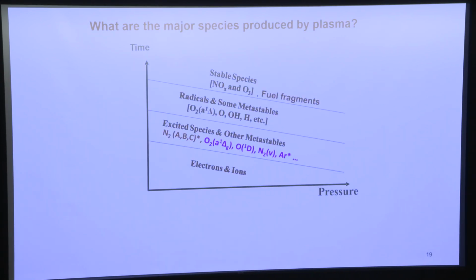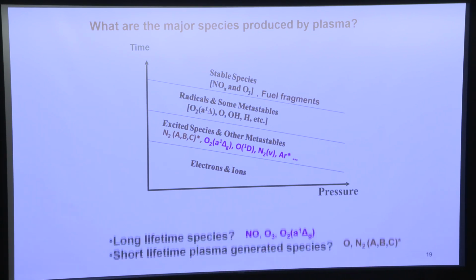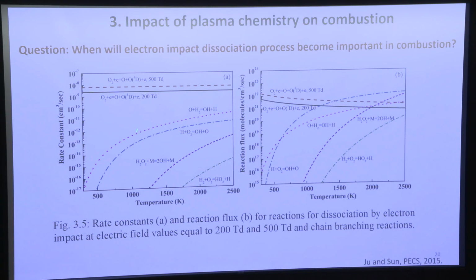Now I try to say, okay, so what? All these things are generated, and how does that affect my individual chemistry? So let's look at this. Here we have an electron impact oxygen dissociation to O and O1D. And this is the typical reaction rate constant.